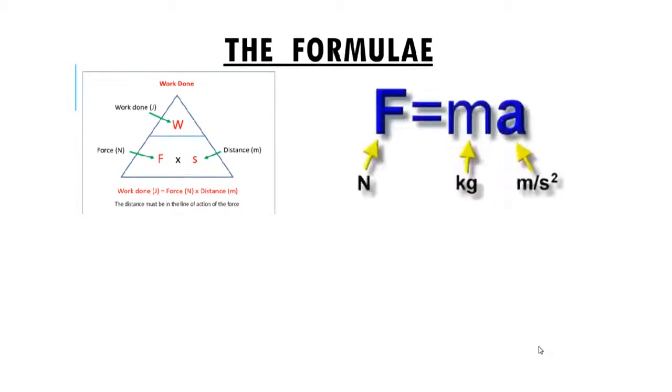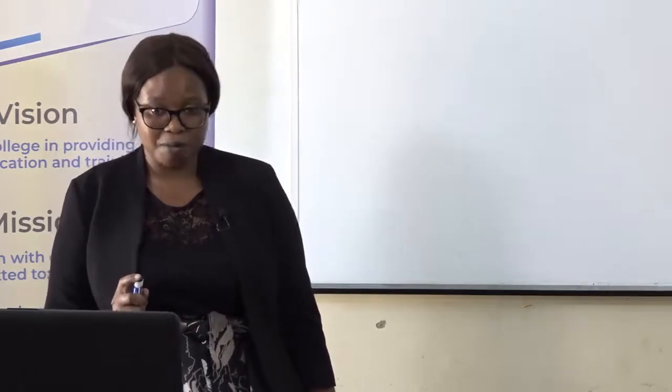Then another formula that we want to look at, when we are talking of force, where is the word force coming from? Force is a product of mass and acceleration. F, which is force, is measured in newtons, mass is measured in kilograms, and acceleration is measured in meters per second squared. Because you're going to find in some instances, you will not be given the force, you'll be given the mass. Then you need to calculate the force, deriving it from this formula.